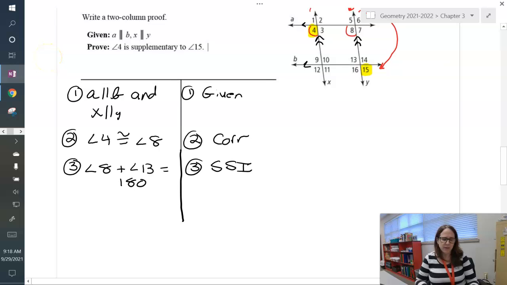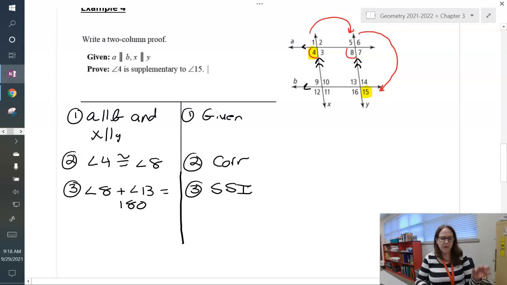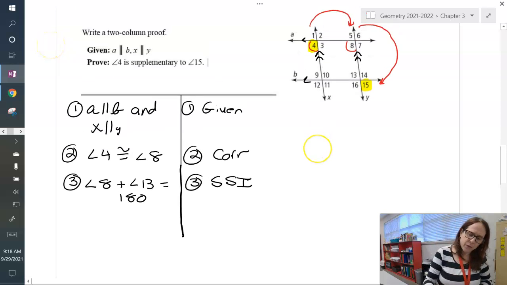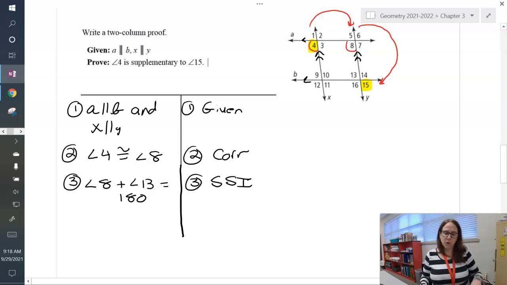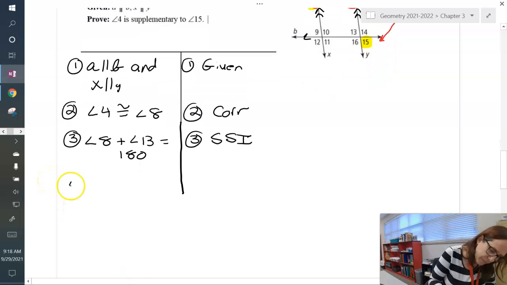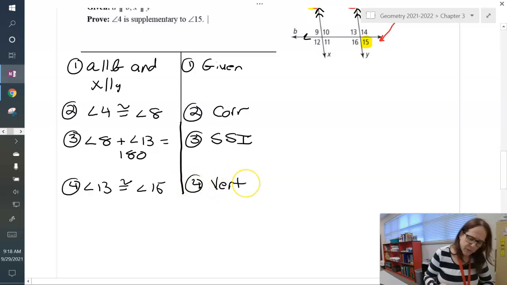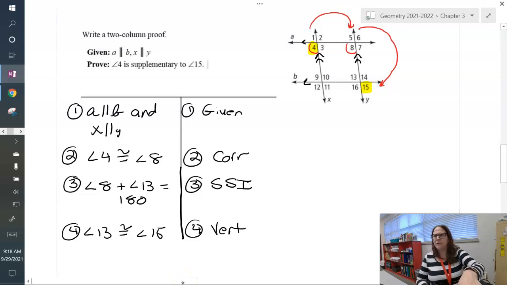So now check out what I can do. I have angle 4 is congruent to 8, and I have angle 8 in an equation. So I'm going to go ahead and substitute in. No, take that back. Let's wait a second. Let's do another step. Now I've got angle 13 in the game, and notice that's vertical with angle 15. Angle 13 is congruent with angle 15 because they're vertical angles. So I've leapfrogged, hopscotched across the board, and so now I've got angle 15 in the mix.